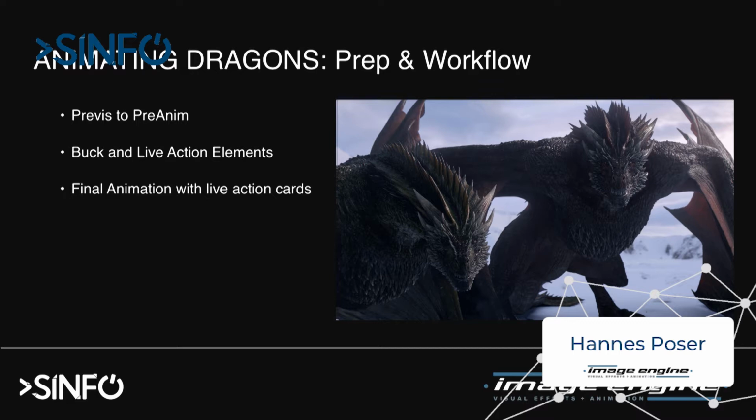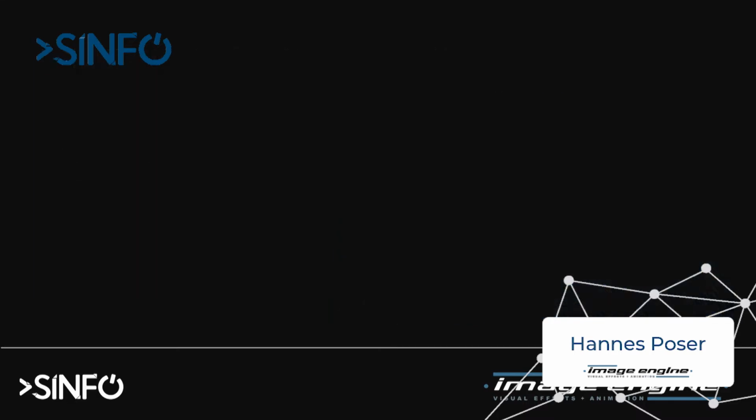When you work with dragon animation, one big thing is you start very early on. Before they even start shooting extra shots, you have to do pre-animation and previs. Then you have the bug. The bug is an element that the actors sit on that simulates dragon motion. And then, of course, there's the final animation and the live cards, the shot elements of the actors.